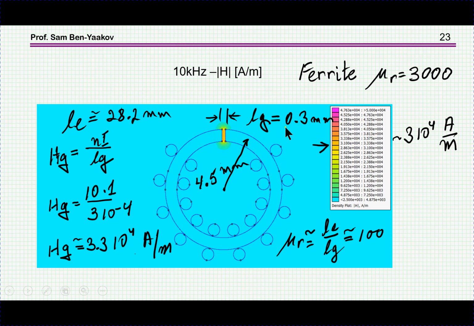Now the gap length is 0.3, and we have 10 turns of 1 amp, so the magnitude of this magnetic field is Ni over Lg. For the numerical values that we have here, this is 10 turns times 1 amp, over 0.3 millimeter in meters, and we find that according to this calculation, the magnetic field strength should be 3.3 times 10 to the 4th, very close to what we find here. So everything seems to be falling in place and consistent.